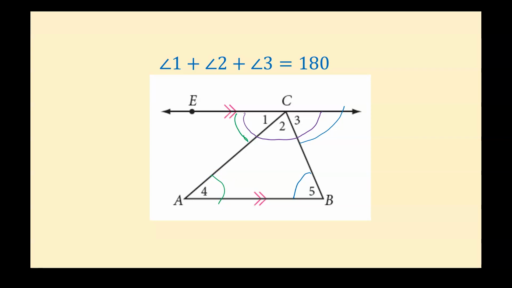So what does that mean? If angle 1 plus angle 2 plus angle 3 add up to 180, and angle 1 is the same as angle 4, and angle 3 is the same as angle 5, that tells us angle 4 plus angle 2 plus angle 5 must also add up to 180. So the three angles of any triangle will also add up to 180.